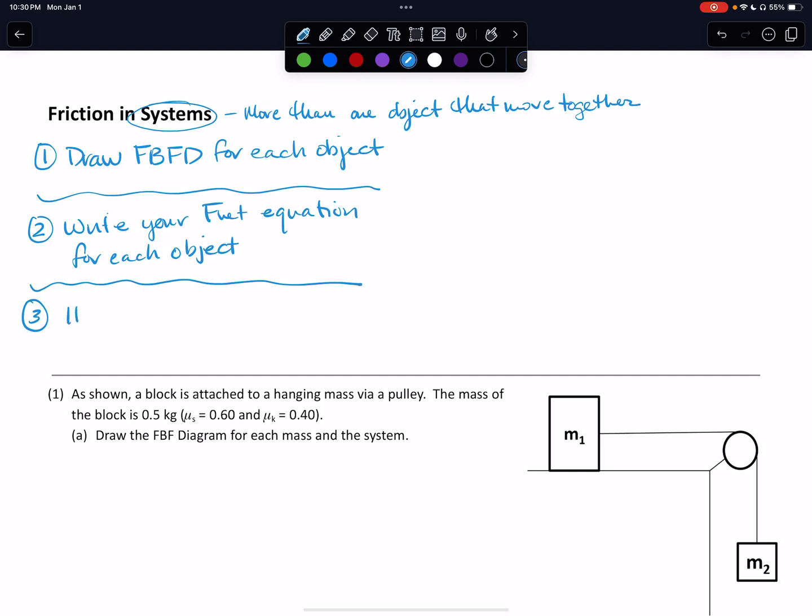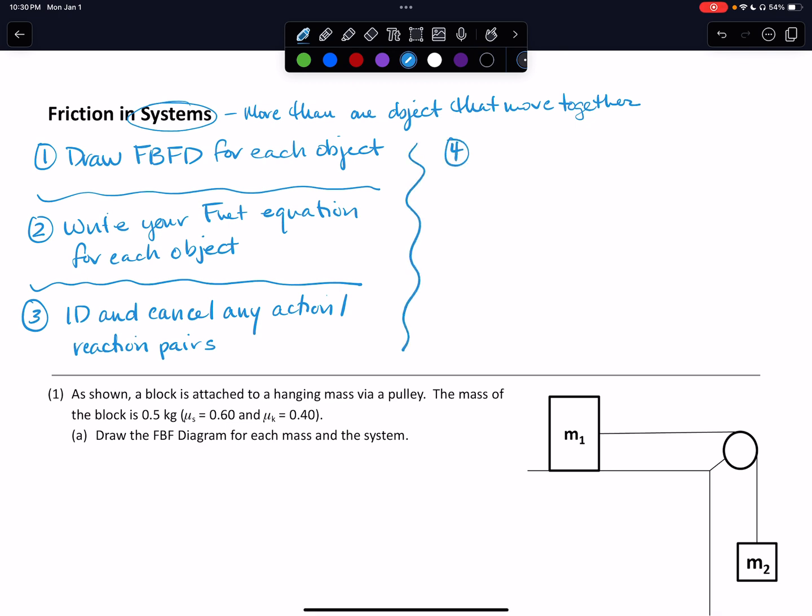Once you do that, you need to identify and cancel any action-reaction pairs within your system. All right, remember Newton's third law tells us that for every action there is an equal and opposite reaction. So when we have these action-reaction pairs show up in our systems, when we do our free body force diagram for the system and then our F-net equations for the system, those forces cancel out, so we don't need to include them. So it's good to identify them and then go ahead and cancel them out.